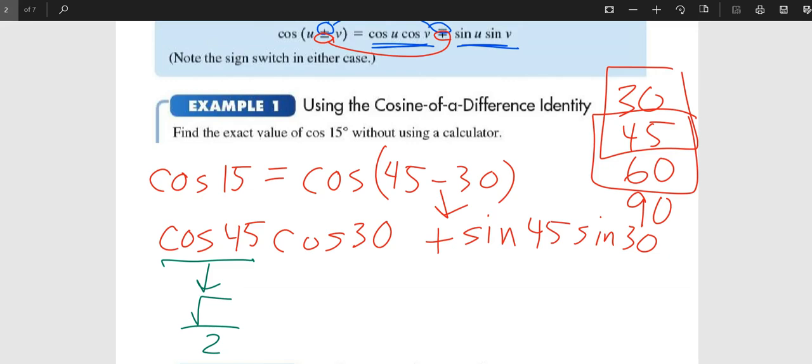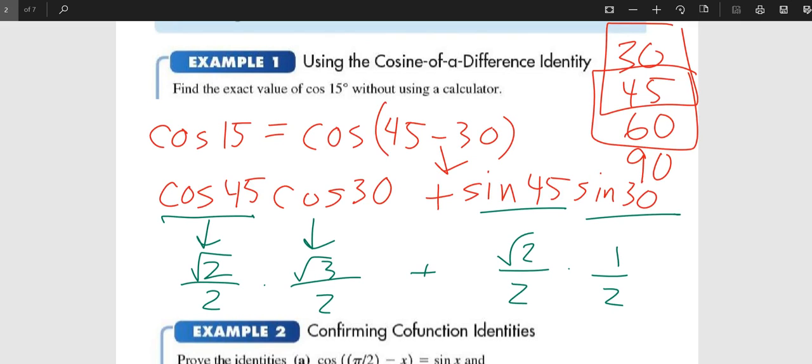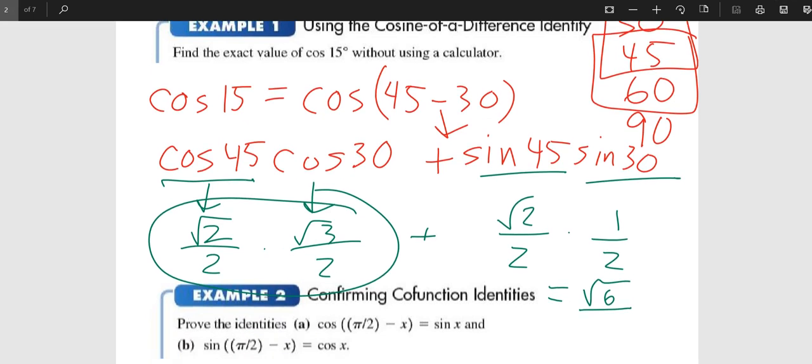Okay, here it is. So we got radical 2/2. Thankfully, we got that. How about the cosine of 30? Radical 3/2. Plus, what's the sine of 45 degrees? Radical 2/2 times the sine of 30, 1/2. So I'm running out of room here. What do you get when you multiply those two together? Radical 6 over 2 times 2 is not 2. 4, thank you. Plus, what's the product of these two? Radical 2/4.